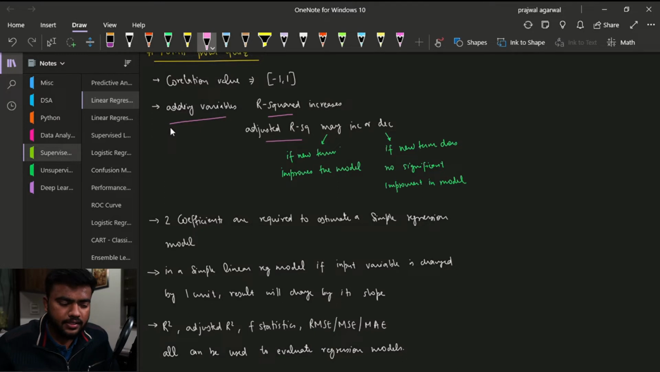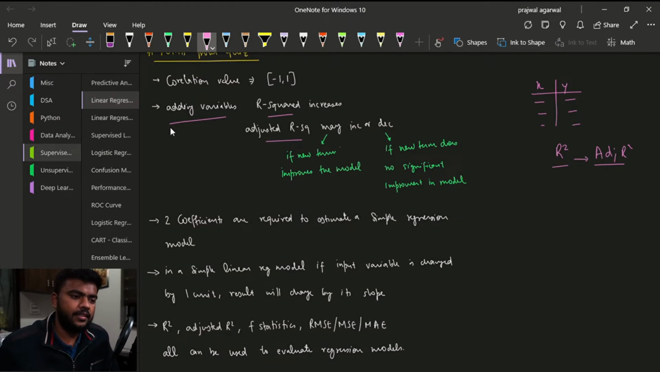The first thing we will understand is what do we mean when we are talking about adding variables. Now suppose we have built a simple linear regression model where we have one independent variable and one dependent variable, okay, x and y we are having, and we have built a model. Then we calculated the R square values and adjusted R square values. Adjusted R square values is basically a value which is computed from R square. All right, so we have built a model.